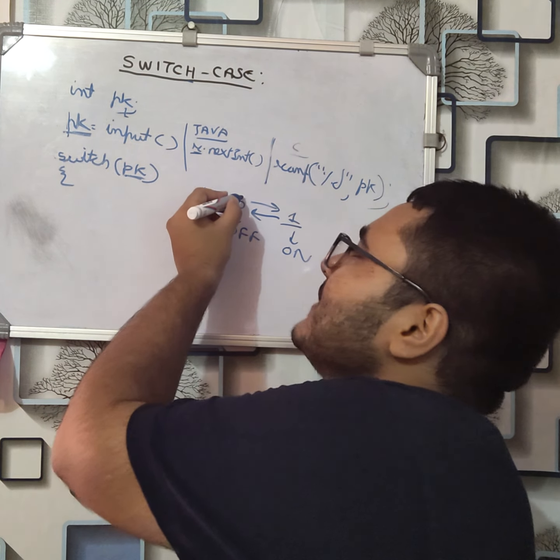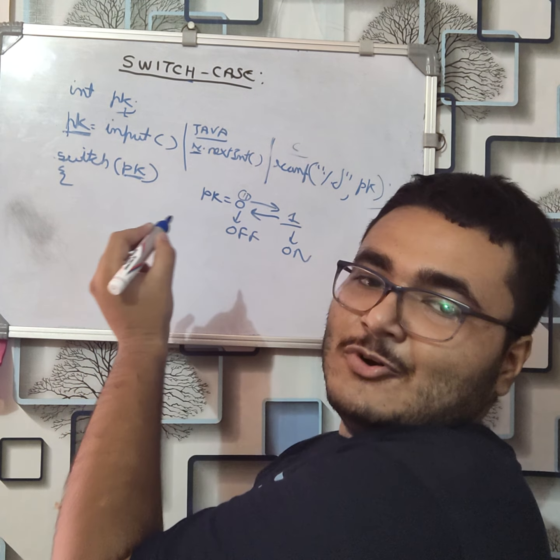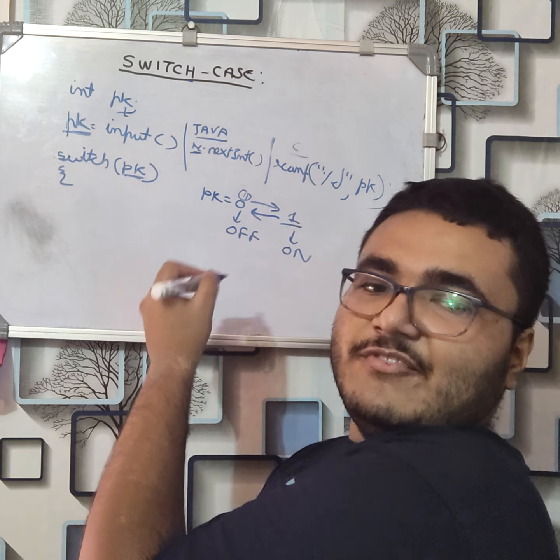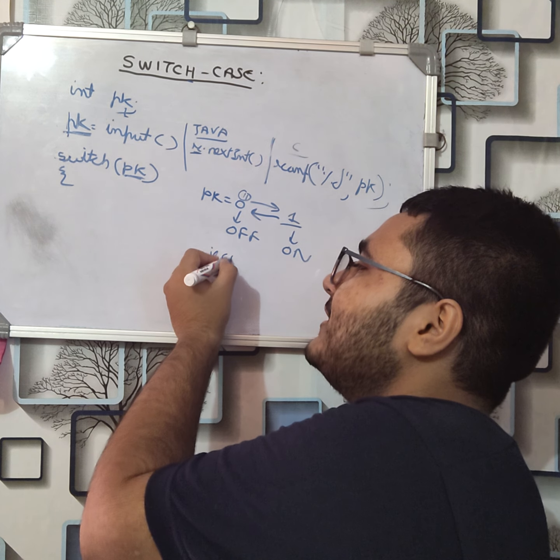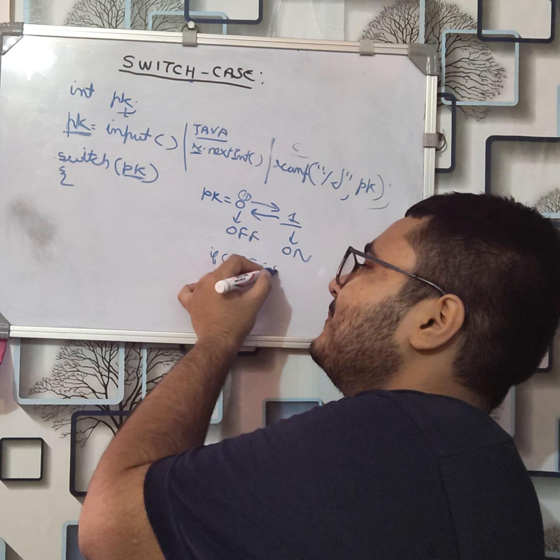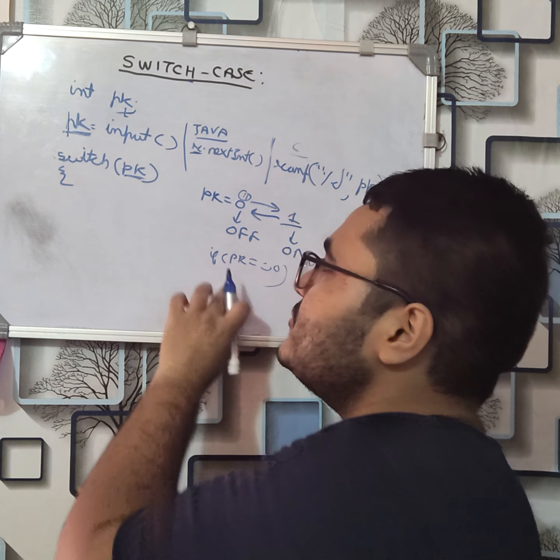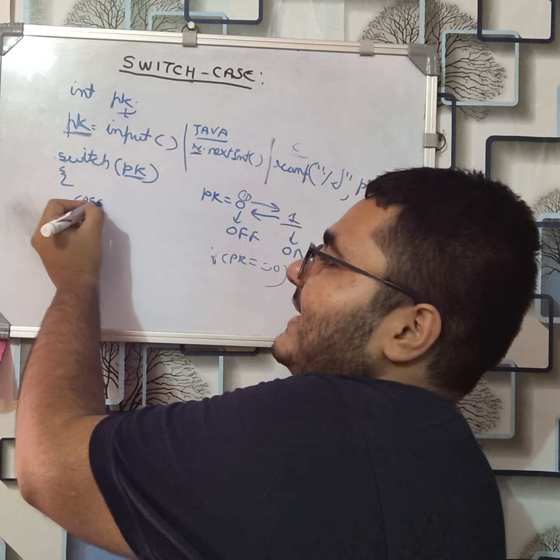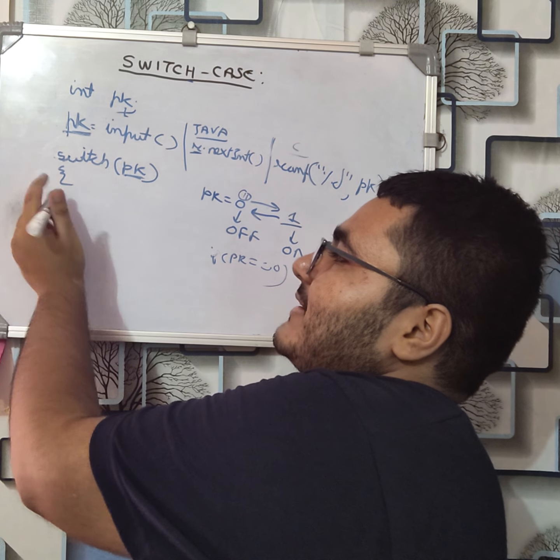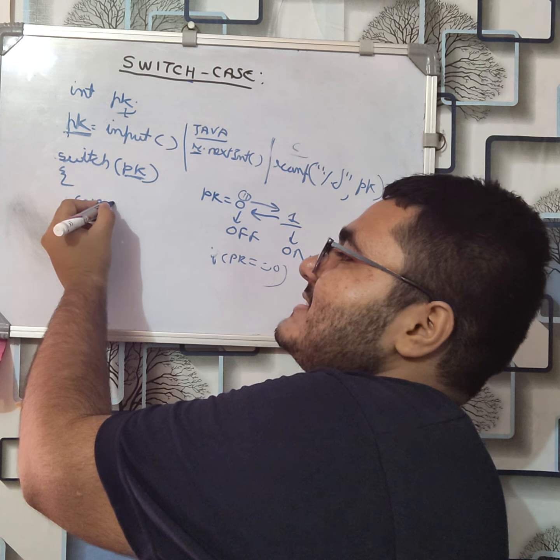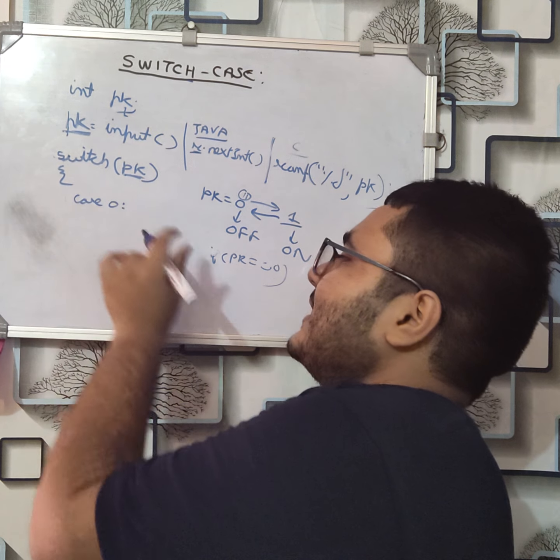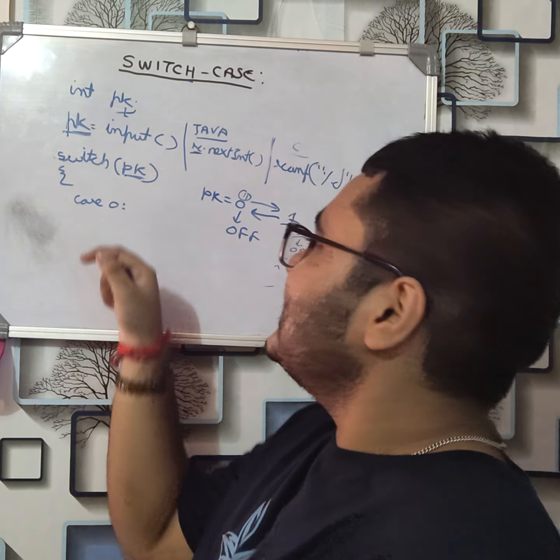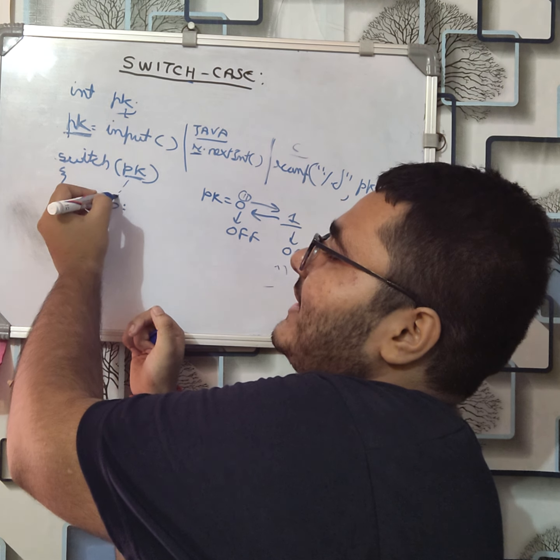So suppose PK is 0. If I had used an if-else condition, I would have written if PK equal to 0. In case of switch, what am I going to write? Case, in small letters, case 0. This 0 is not an ordering number, it is the value of the PK variable.